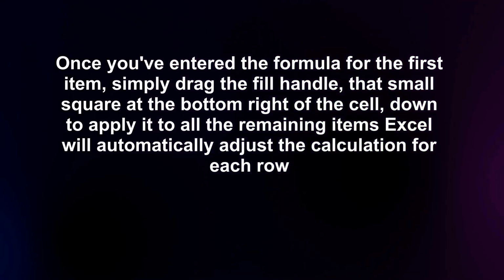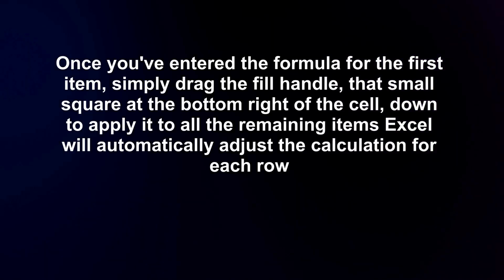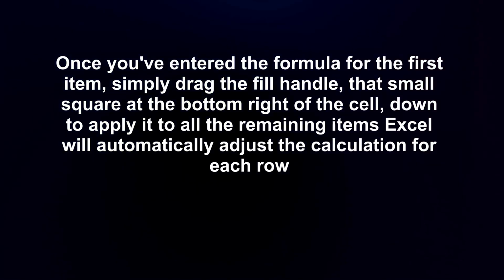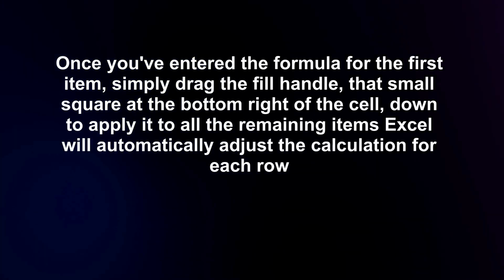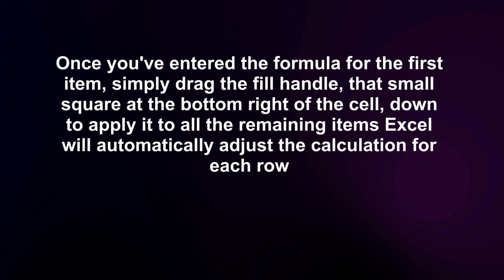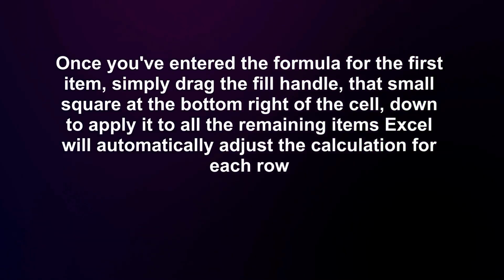Once you've entered the formula for the first item, simply drag the fill handle, that small square at the bottom right of the cell, down to apply it to all of the remaining items. Excel will automatically adjust the calculation for each row.